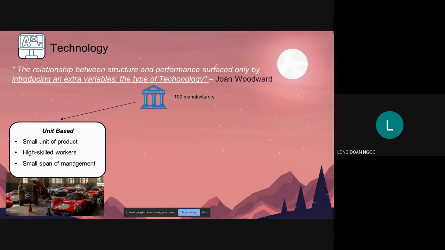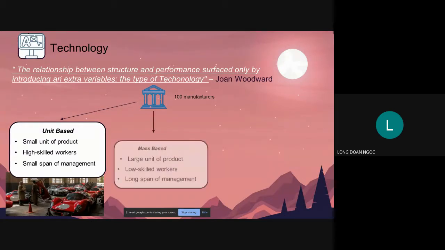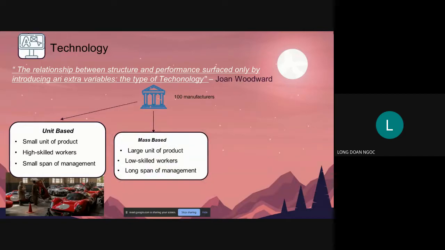On the other hand, mass-based produces large quantities of product. Low-skilled workers and a long span of management are required in this type of structure. An example of this is Toyota and Ford. Ford aims at a broader segmentation of customers, which varies from low-end to luxury products.